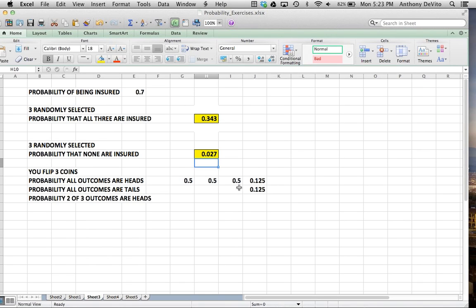Okay, now let's take a look at this last part that I didn't solve over here. What's the probability of 2 of the 3 outcomes on those coins being heads? Not all 3 heads, not all 3 tails, but 2 out of the 3 of them being heads. Well, that gets complicated, doesn't it? The reason it gets complicated is that the first coin could be a head or a tail. Based on that result, the next coin could also be a head or a tail. And the last coin could be a head or a tail, right?